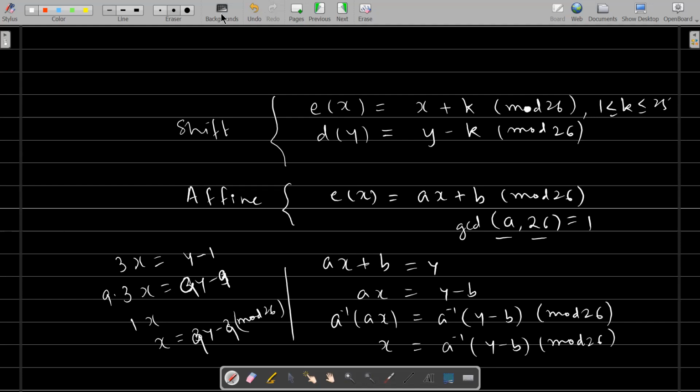Shall we go ahead? Can you transform one letter to another letter by this affine cipher? Can you give one example?